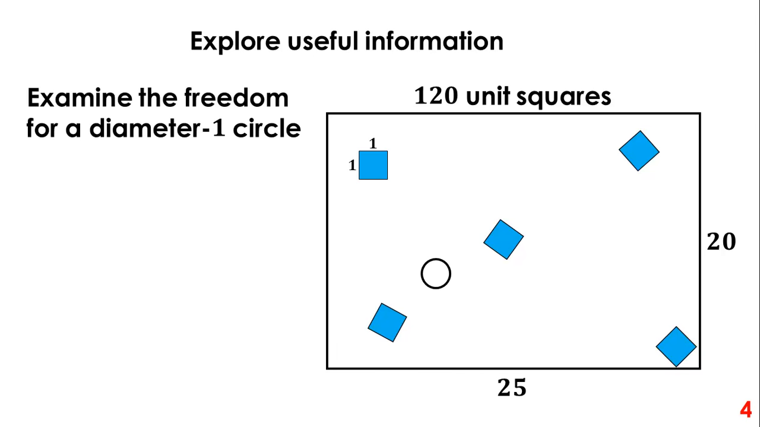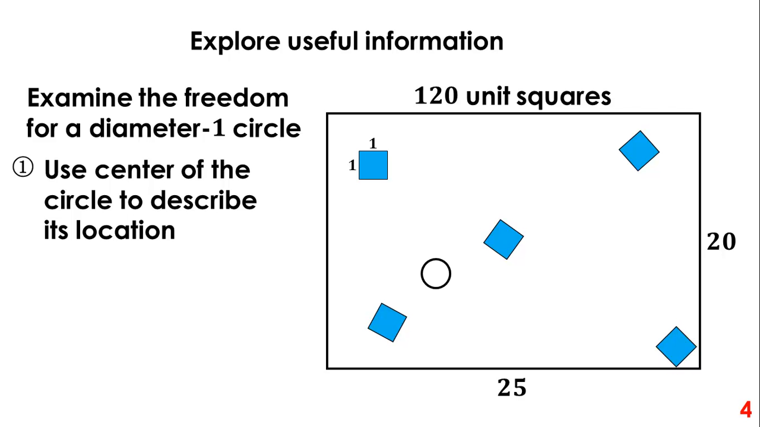Now, let's examine the freedom for this diameter 1 circle. Freedom means where can we place, do we still have some free room we can use to place this diameter 1 circle? Sorry, circle, not square. So let's examine gradually the white space that we can use for this diameter 1 circle.